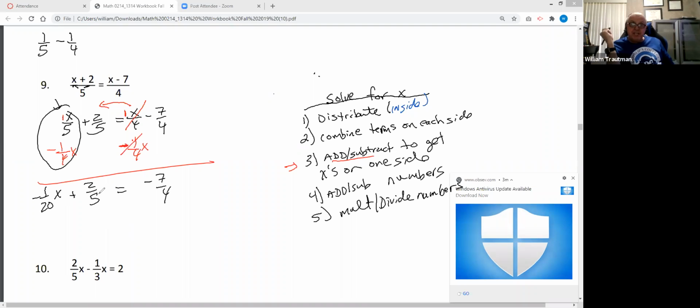Everybody okay with that step? I mean, you have to use it. Everybody says, oh, fractions are so hard. Not when you're using the calculator. You have to understand this is that. 1/5 minus 1/4 is -1 over 20, but the x stays there. All right, so that was step 3. All the x's are on one side. It doesn't matter if your x is negative.